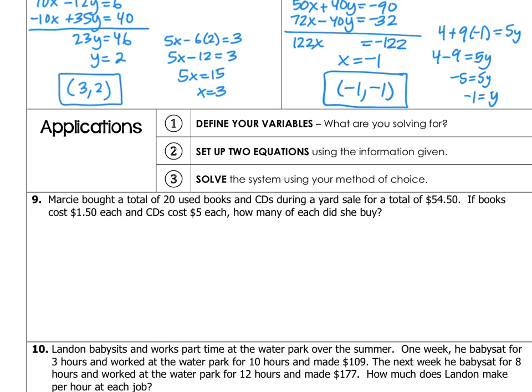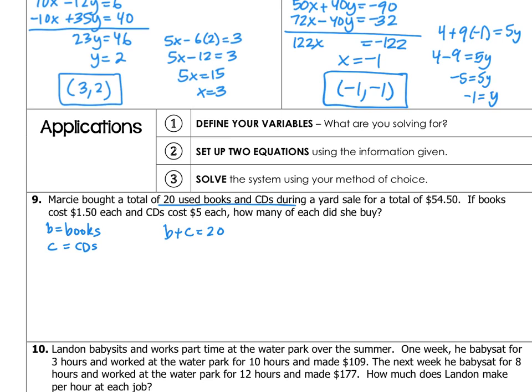Okay, so let's look at number 9. Marcy bought a total of 20 used books and CDs during a yard sale for a total of $54.50. If books cost $1.50 each and CDs cost $5 each, how many of each did she buy? So I'm going to say B is books, and I'm going to do C for CDs. Okay, so let's see. She bought 20 books and CDs. So B plus C is equal to 20. We don't know how many of each one yet, though.